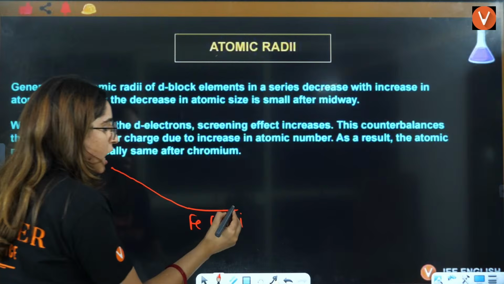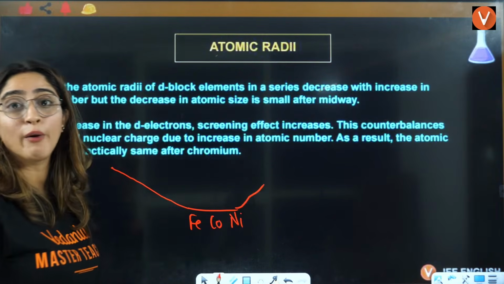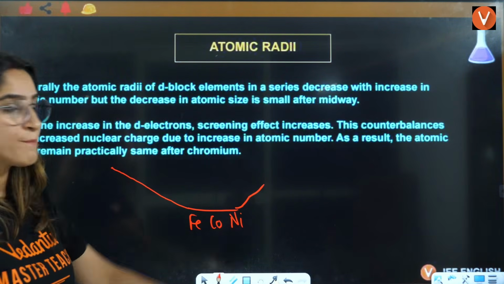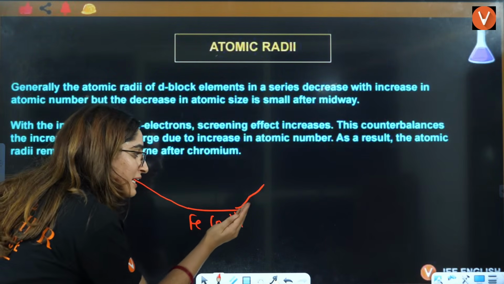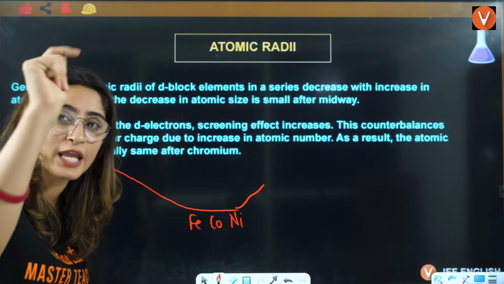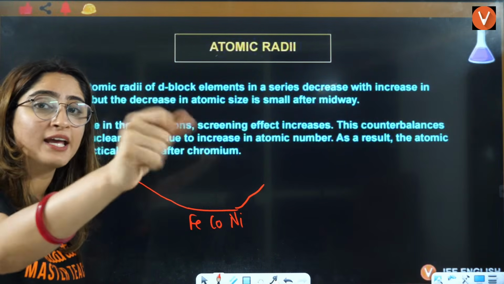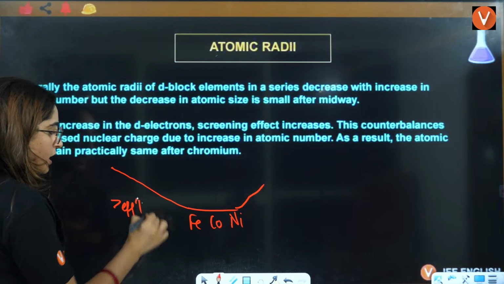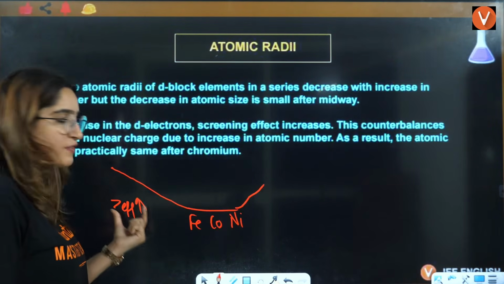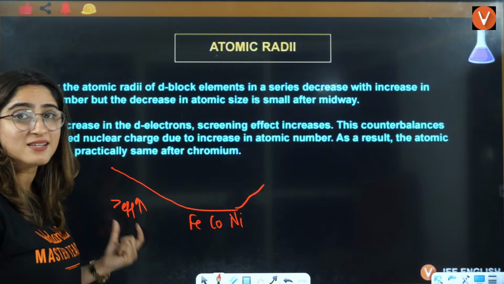Now next, it is increasing here. How come it is increasing here? Now it is decreasing, it has become constant. Now it is increasing because, can you tell me in the chat box, which thing is increasing here? Here you have Z effective is increasing. Now Z effective is increasing, that is why the size is decreasing.